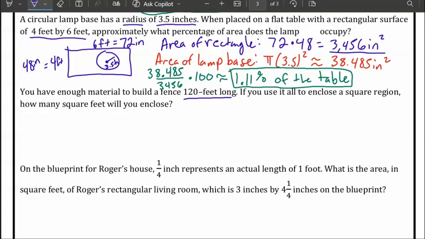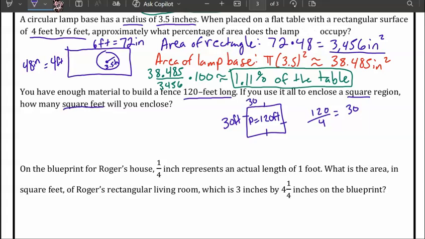You have enough material to build a fence 120 feet long. If you use it all to enclose a square region, how many square feet will you enclose? If we draw a square and the perimeter is 120 feet, each side length would have to be a fourth of that. That's 30 feet. Area is going to be 30 squared, which is 900.